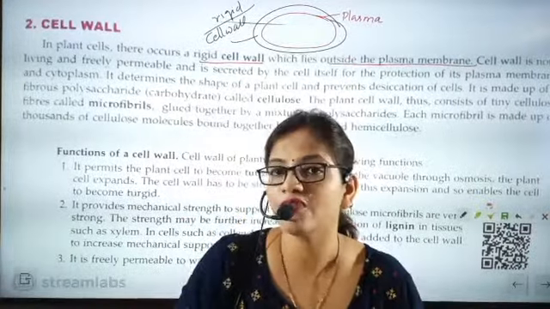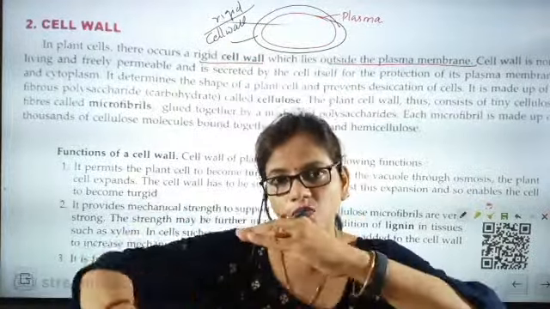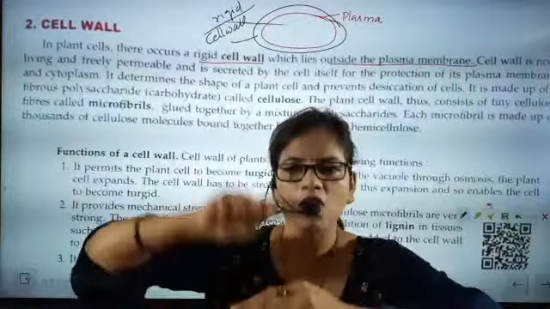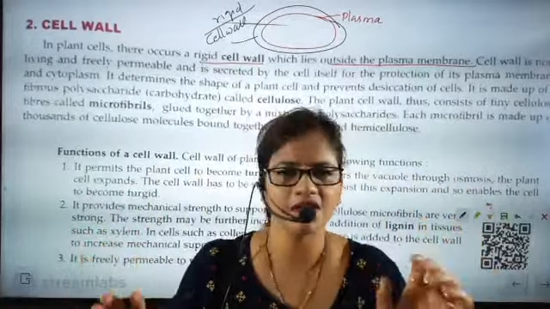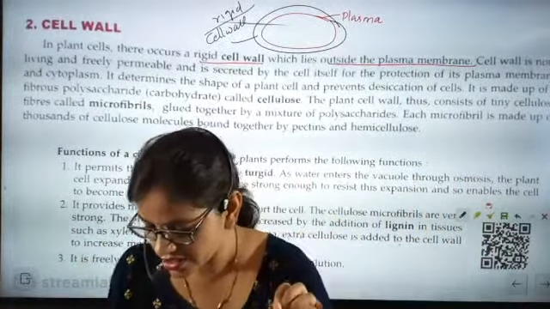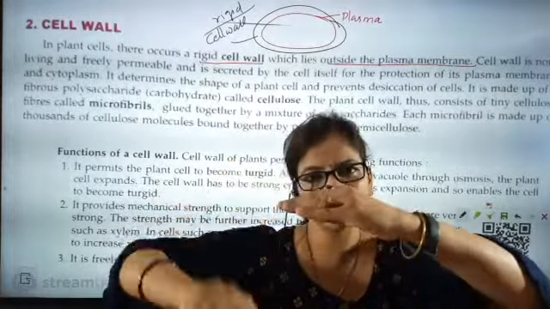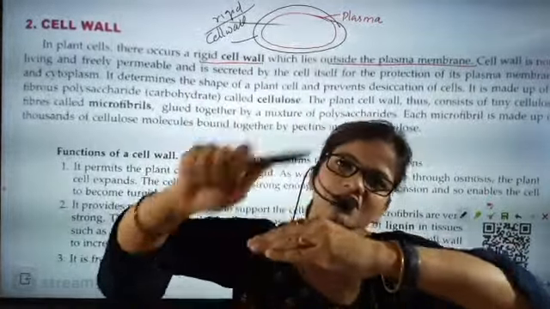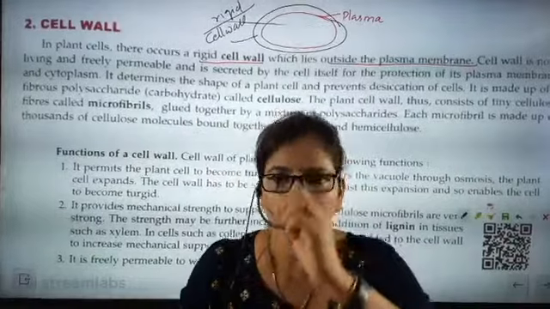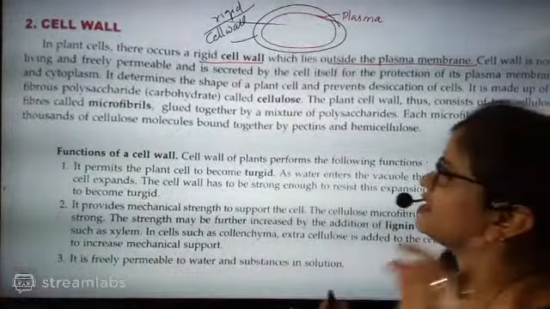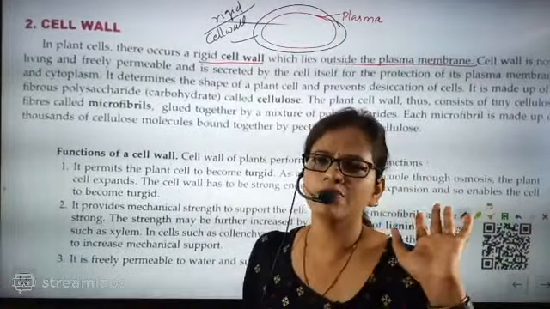So first what will come for a plant cell? First is the cell wall and then the plasma membrane. The plasma membrane is inside, the cell wall is outside. Just a simple thing, try and understand. Inside will be the plasma membrane, outside will be the cell wall. And the cell wall is rigid. So these two things we have understood. Whatever I am underlining, I want you to remember.